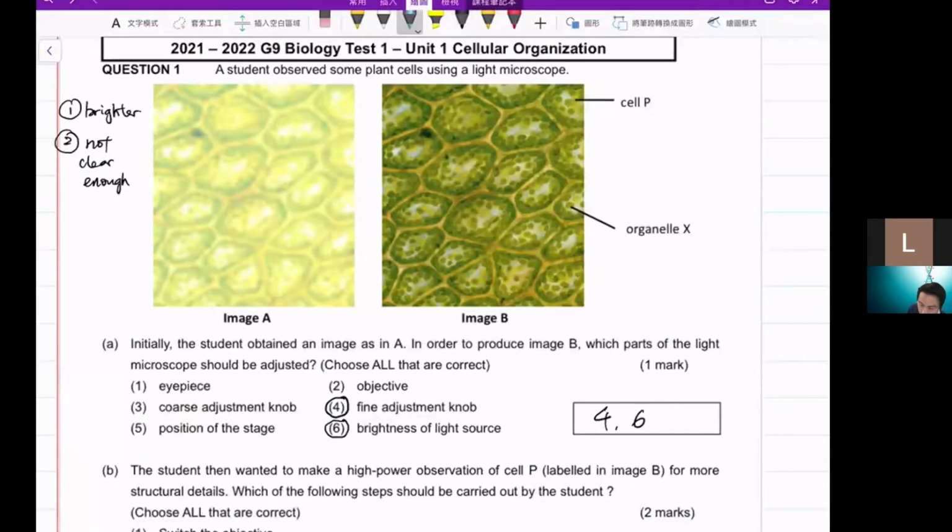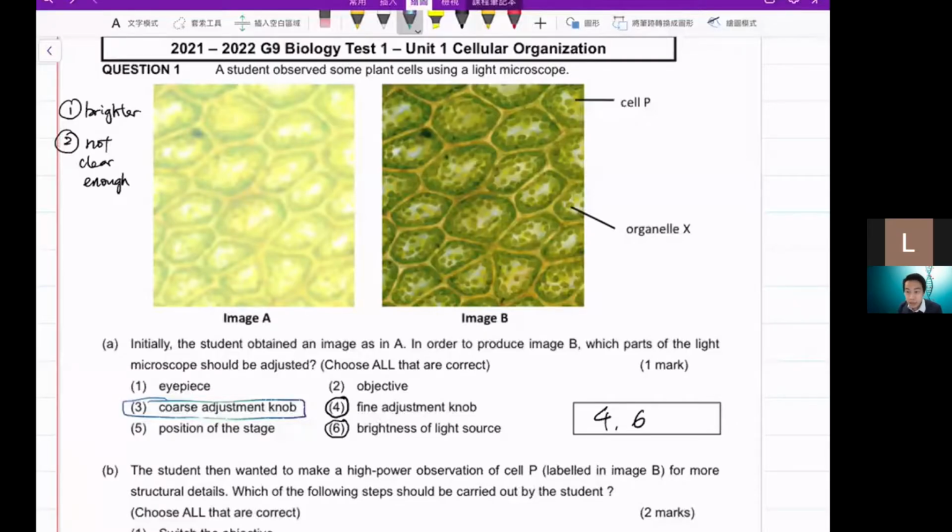Many of you will include C, coarse adjustment knob, in your answer, which is wrong because the coarse adjustment knob is for large scale adjustment. Okay, you see, compare image A and image B. You only need fine adjustment to make it clear enough. All right, so 3 is not needed.